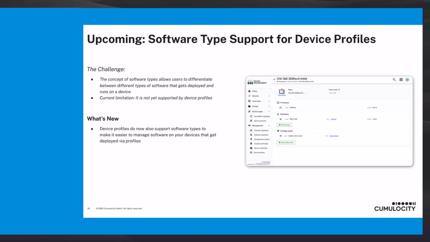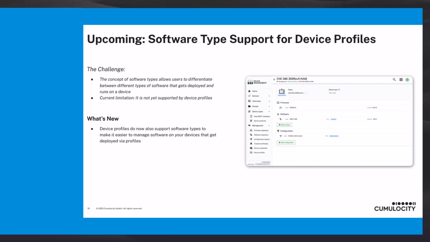The next item that we have is the software type support for device profiles. Quite some time ago, we already introduced the concept of software types in order to make it easier for you to manage your software, to be able to differentiate between different software packages. That helps quite a bit when you want to deploy certain packages, to see whether it's a container or something else. You can define it however you want, which is supported by software, however it hasn't been supported by the device profiles.